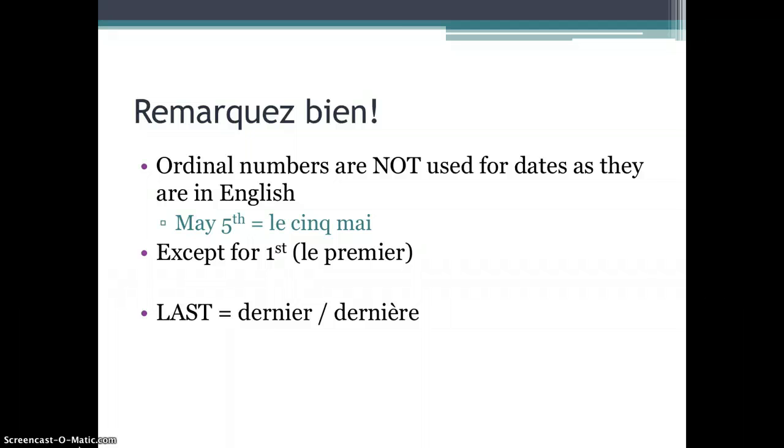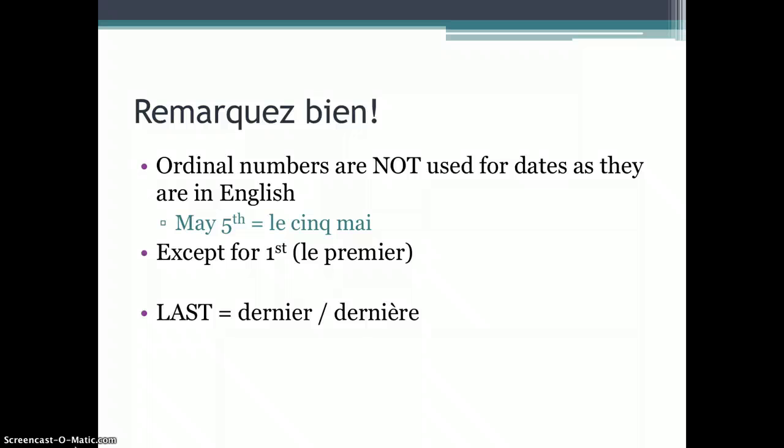And because we have first, premier, I thought I would show you the word for last, which is dernier. So it kind of rhymes, premier, dernier, and then this is dernier. Not derrière, but they kind of are very similar if you think about it. Derrière, behind, backside, dernier, last.